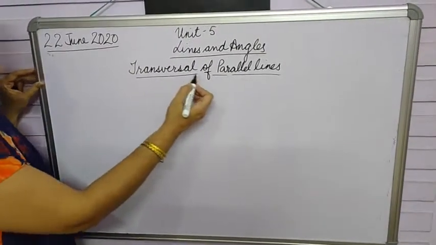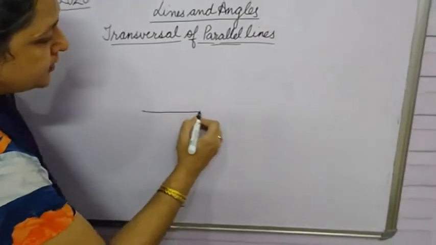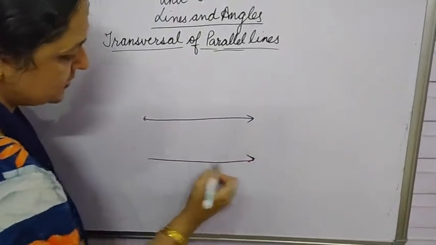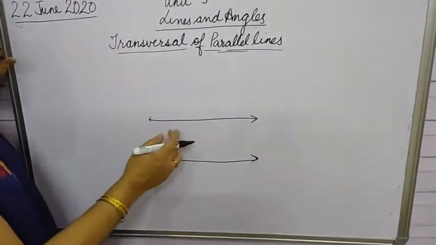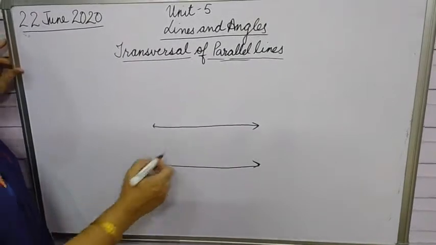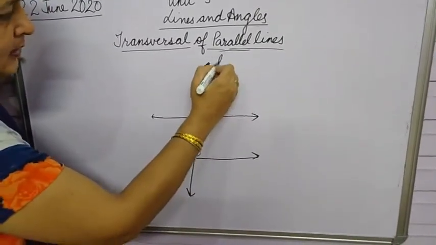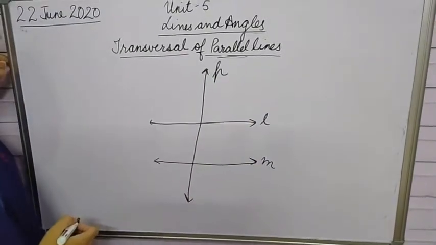Next topic is transversal of parallel lines. Now, what are parallel lines? Whenever two lines are such that they do not intersect each other even when produced, then these lines are known as parallel lines. And suppose this line P cuts them. So this P is transversal of lines L and M.